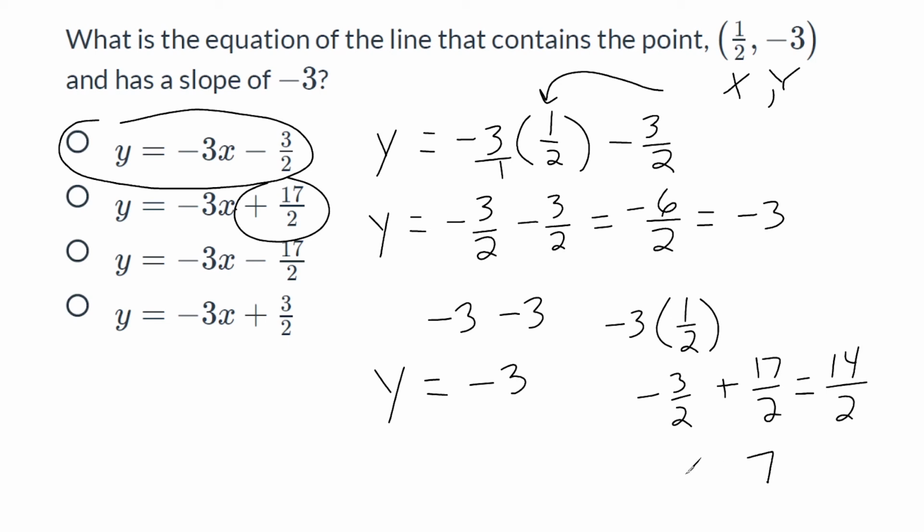And that is not the y that we are looking for. We want y is equal to negative 3. So this is not the correct choice, as these two are not the correct choice as well. All right, let's go on to the next problem.